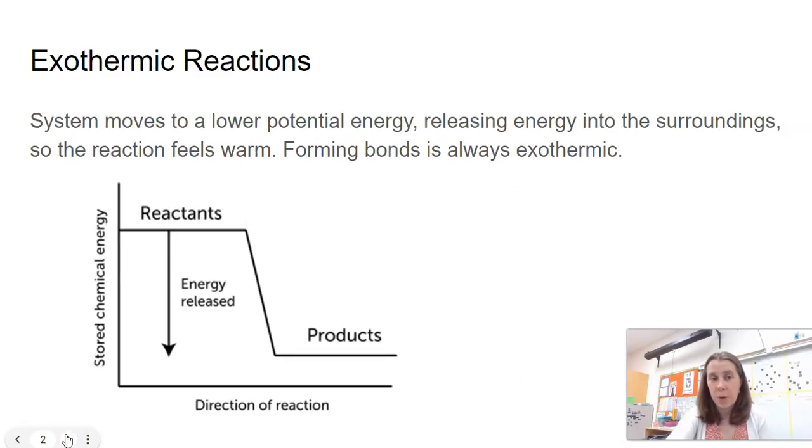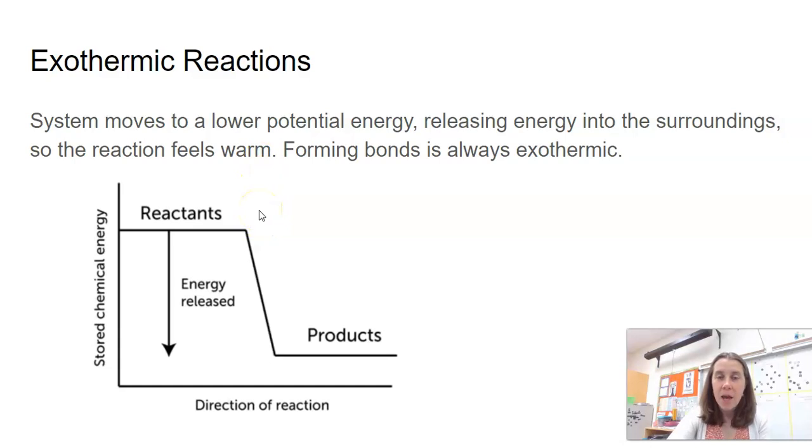There are two different kinds of reactions that we're going to talk about in terms of enthalpy. There are exothermic reactions and then endothermic. Exothermic is when our system moves to a lower potential energy from a higher one, and in the process releases energy into the surroundings. So basically, your reactants have a fairly high potential energy, and then when you're finished, the products have a lower potential energy. You could also see this as having a hump in the middle that would represent that activation energy that we talked about when we did kinetics.